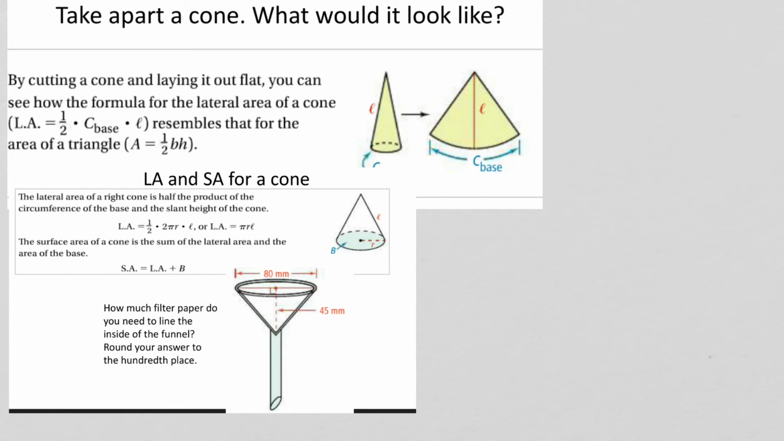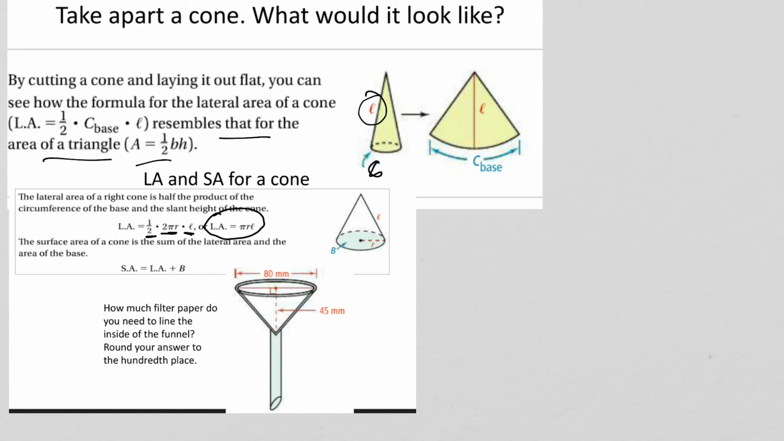All right, moving on to the cone. Think about if you were to take apart a cone by cutting it out. We have our bottom, which is the circumference. A cone also has an L, a slant height, just like a pyramid. And it kind of resembles a triangle. So the lateral area is going to be 1/2 times the circumference, which is 2 pi r, times the slant height. If you notice, the half and the 2 cancel out. So lateral area is pi times r times L, and L is the slant height.